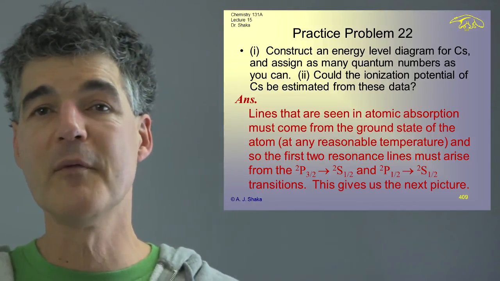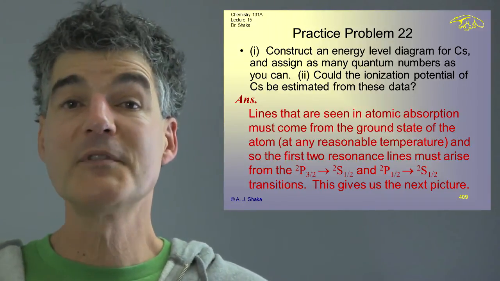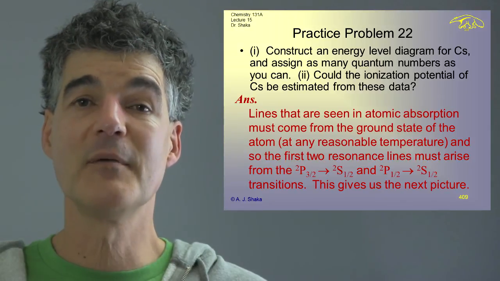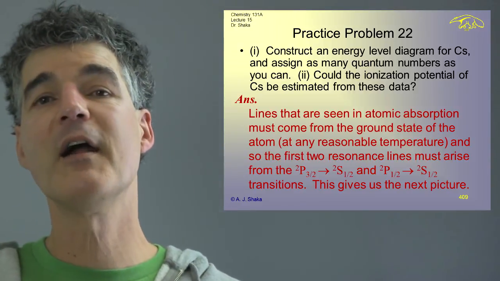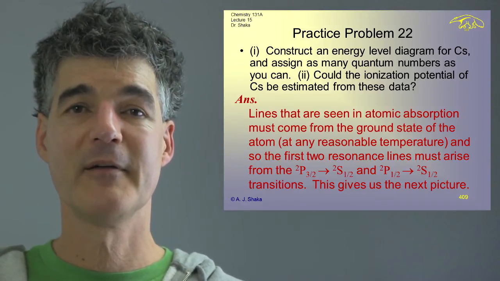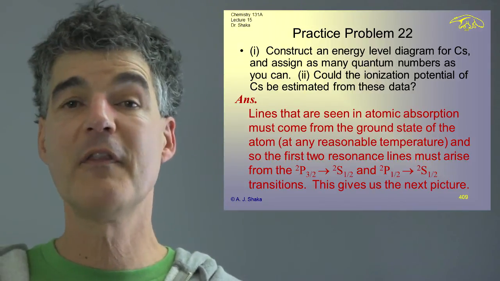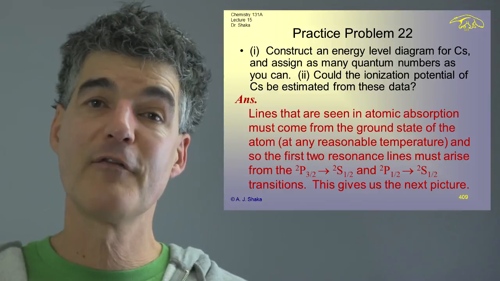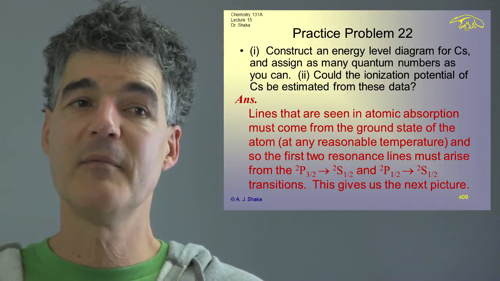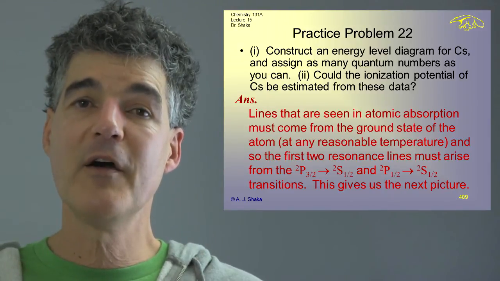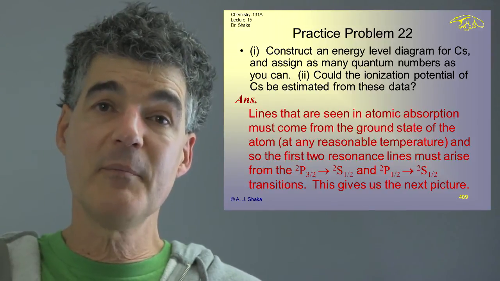Why are there two of them? Well, we go back to our term symbols. The term symbols for cesium are the same as sodium. So although this seems hard, it's actually not that hard, because we know the ground state is doublet S1/2. There's a single electron outside a closed shell. And we know that the two excited states that are the first two there are doublet P3/2 and doublet P1/2.